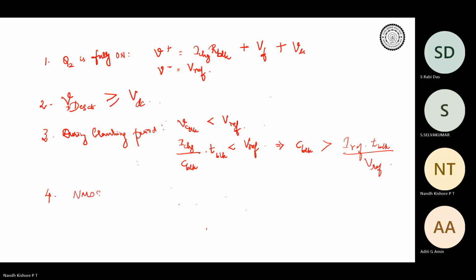So the NMOS voltage rating should be more than V plus, right? And the current rating for the NMOS should be more than I charge. I charge is anyway very small, so it doesn't matter. Okay. And mostly you will not be using an external NMOS. These are internal to the gate driver IC itself, so you need not worry about this that much.